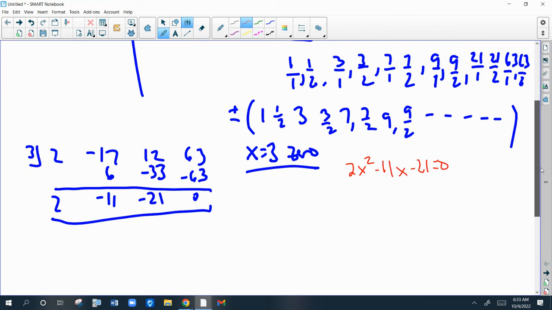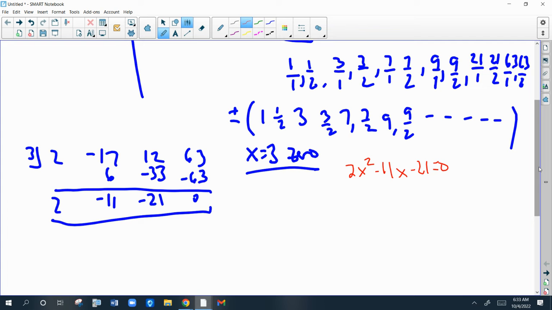I'd rather factor this or use the quadratic formula. If it doesn't factor, you have to use the quadratic formula. But factoring is easier, so let's see if it factors first. It factors if there's factors of negative 21 times 2, negative 42, that add up to negative 11. So we have 2 and 21, we have 3 and 14, that looks good.